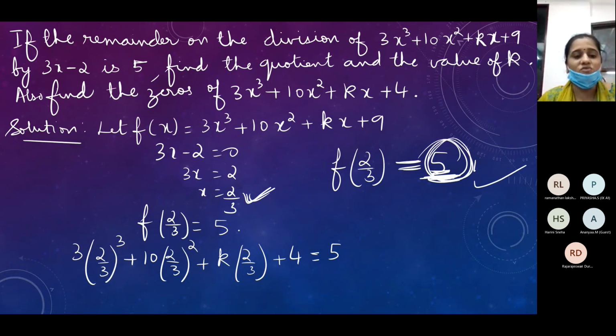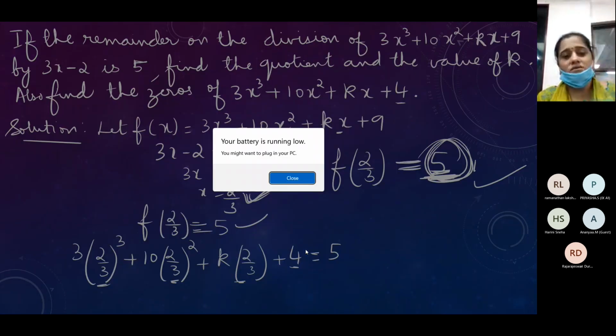Now, once I write this one, it becomes easy. So what is f of 2 by 3? In f of x, wherever there is x, you should use 2 by 3. So 10x square becomes 10 into 2 by 3 whole square, k into x becomes k into 2 by 3, plus 4 is equal to 5. Children, I can do it again if you don't understand.